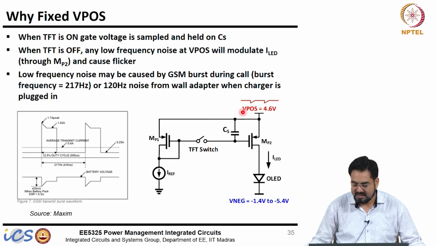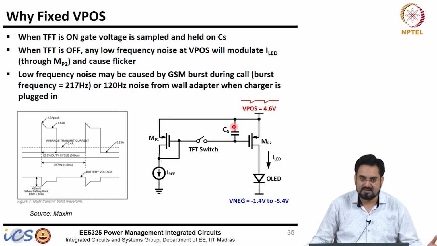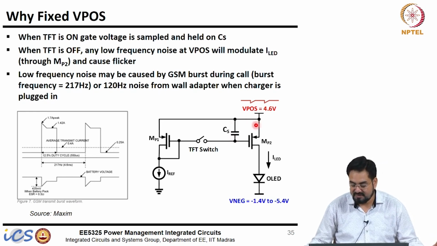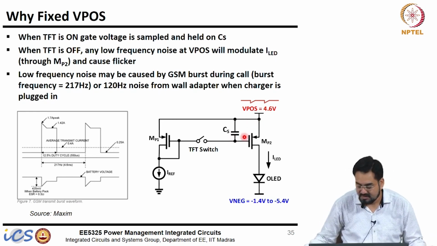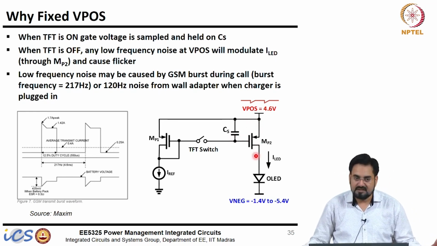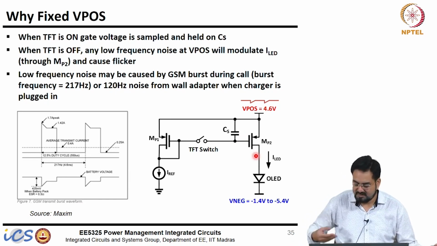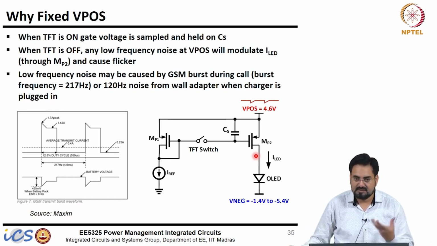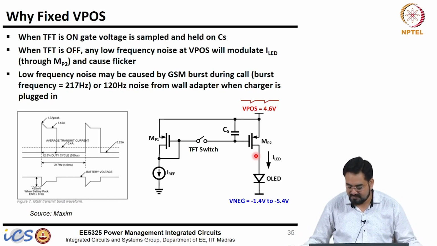current. If it is a high frequency, it is quite possible that this capacitor will act as a short and may suppress some of the noise, but any low frequency may not get suppressed. So, we may get a flicker, and if it is on the order of, let us say, 100 hertz or below, we can easily get flicker which will be visible to our eyes.